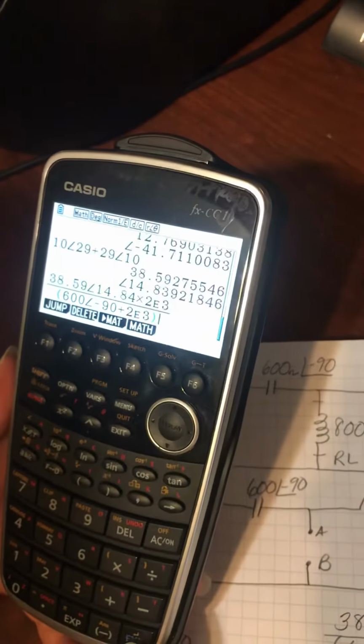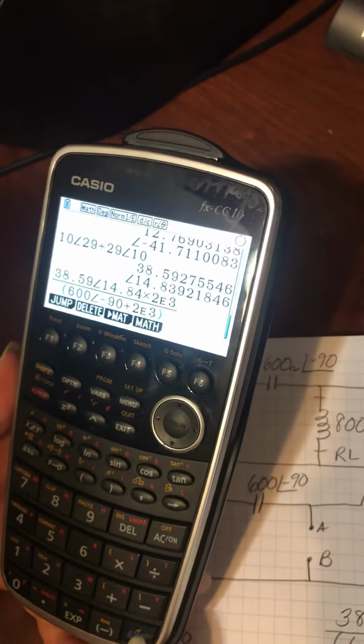So the voltage across the 2K ohm resistor is 36.96 volts at an angle of 31.54. So that's this one. 36.96 at an angle of 31.54. That's that voltage. Okay?